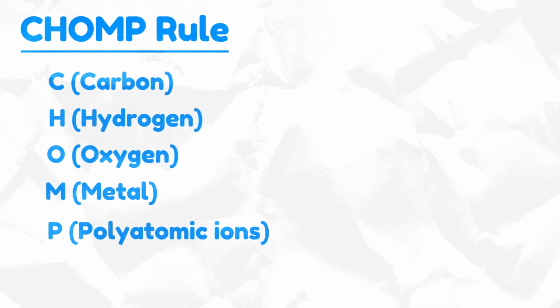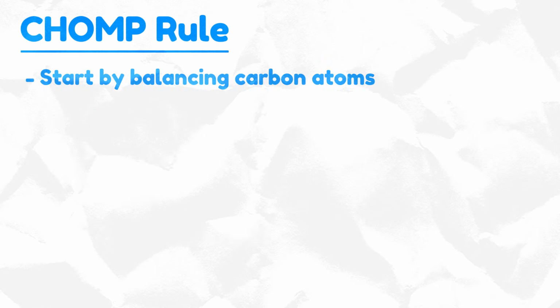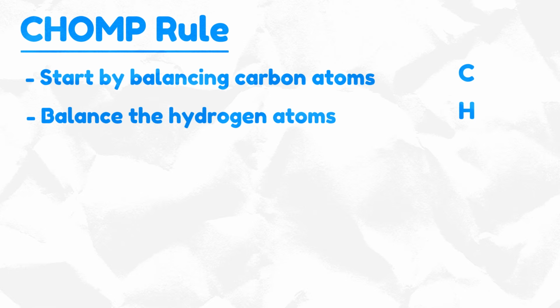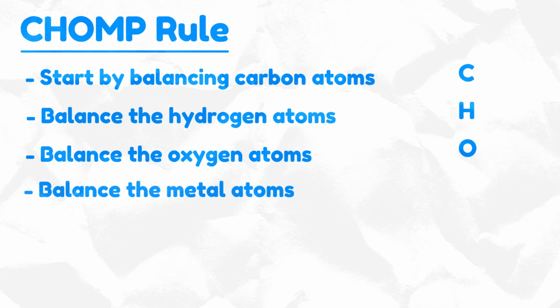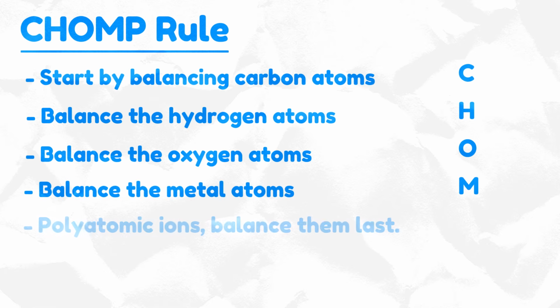Before we wrap up, here's a little trick to help you balance chemical equations faster. It's called the Chomp Rule. This rule is composed of simple steps. Start by balancing carbon atoms first. Next, balance the hydrogen atoms. Then, balance the oxygen atoms. Balance the metal atoms. If polyatomic ions are present, treat them as a unit and balance them last.